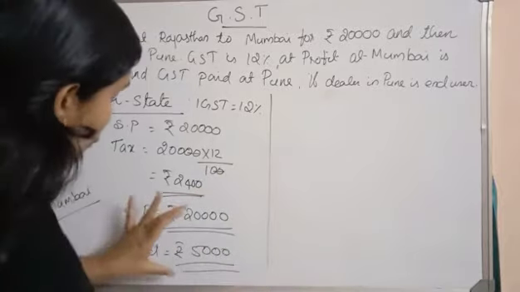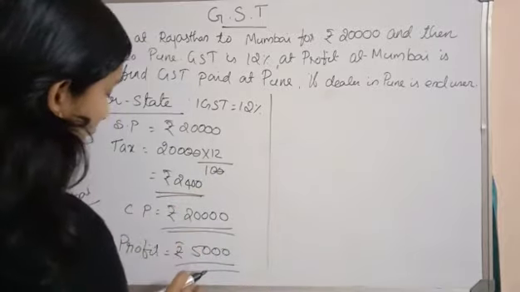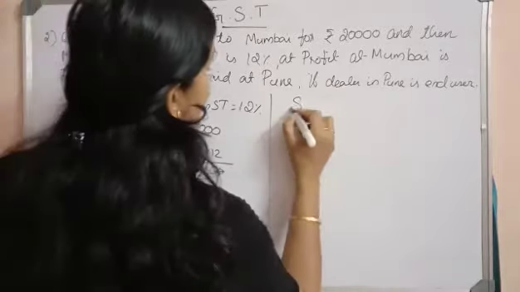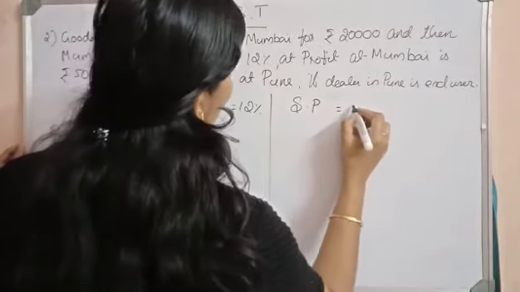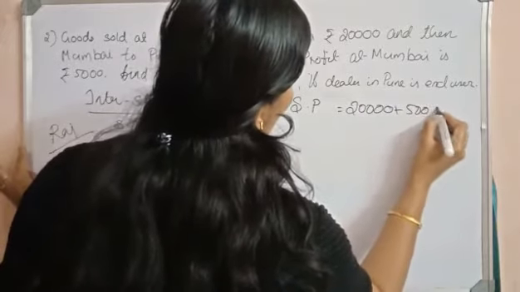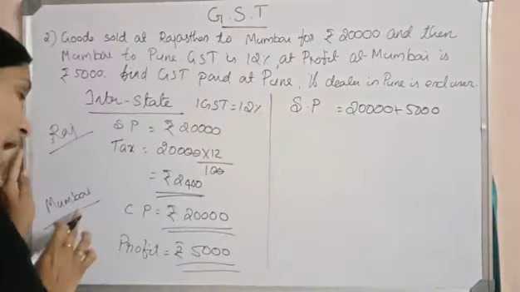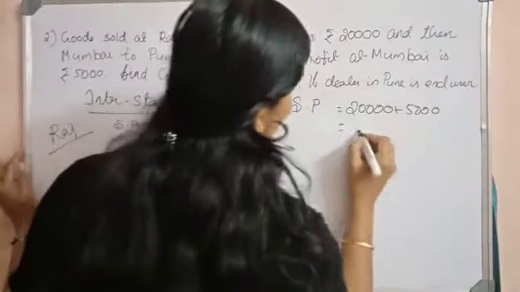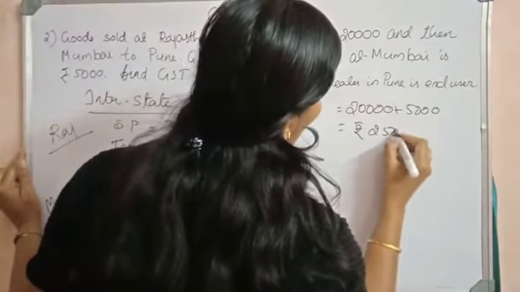Here, the profit as well as the cost price are to be added to get the selling price. Selling price is equal to 20,000 plus 5,000. And this is the selling price at Mumbai. Selling price is equal to rupees 25,000.